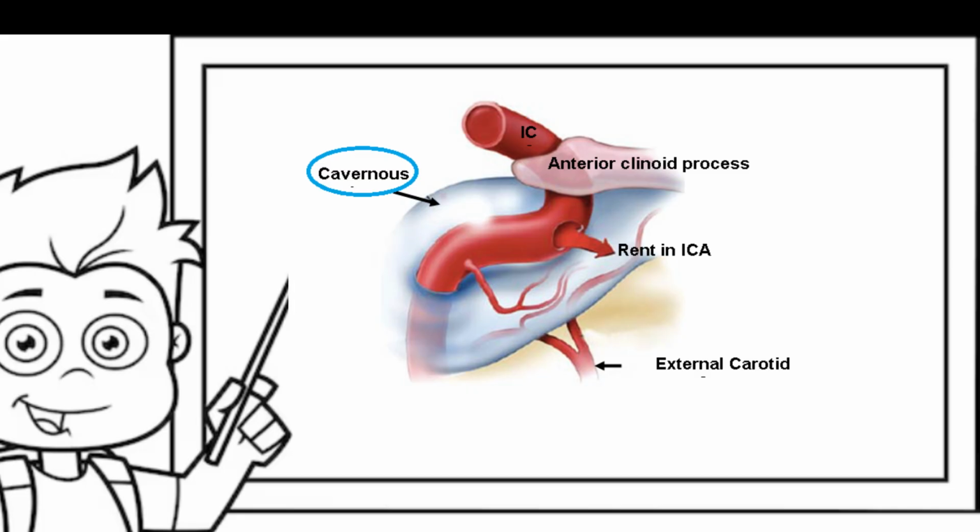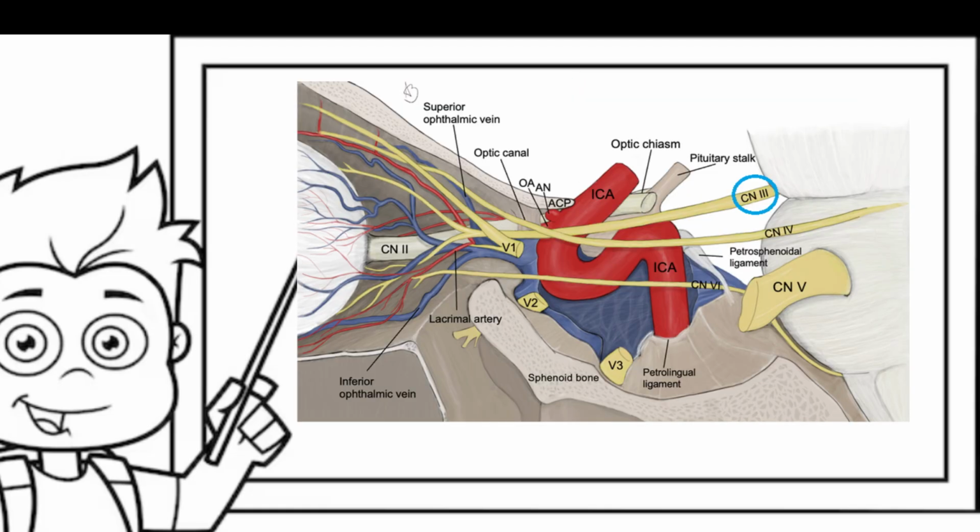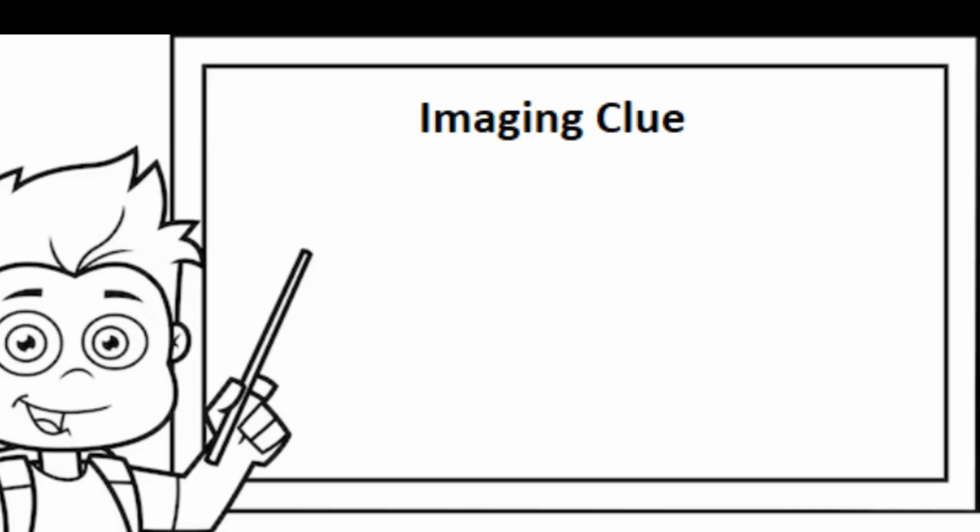The cavernous segment of the internal carotid artery has torn and arterial blood is shunting directly into the cavernous sinus. This increases the venous pressure in structures that drain the orbit, especially the superior ophthalmic vein, which becomes dilated and tortuous. Now, cranial nerves 3, 4, V1 and V2, alongside 6, all of which course through the cavernous sinus, become compressed. What do you see on imaging?